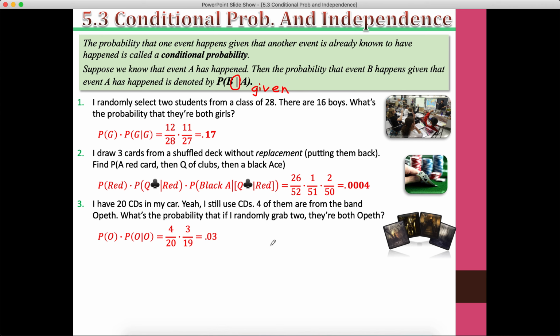But just know that if I did consider it that way and say, how many different ways can I select 2 Opeth CDs? That's 4 choose 2. And then how many different ways can I choose 2 CDs out of my entire collection? That's 20 choose 2. And for what it's worth, this comes out to the same thing. So we're not actually going to talk about combinations and permutations this year, but it's always nice to know that other branches of math are consistent with what we're doing here.